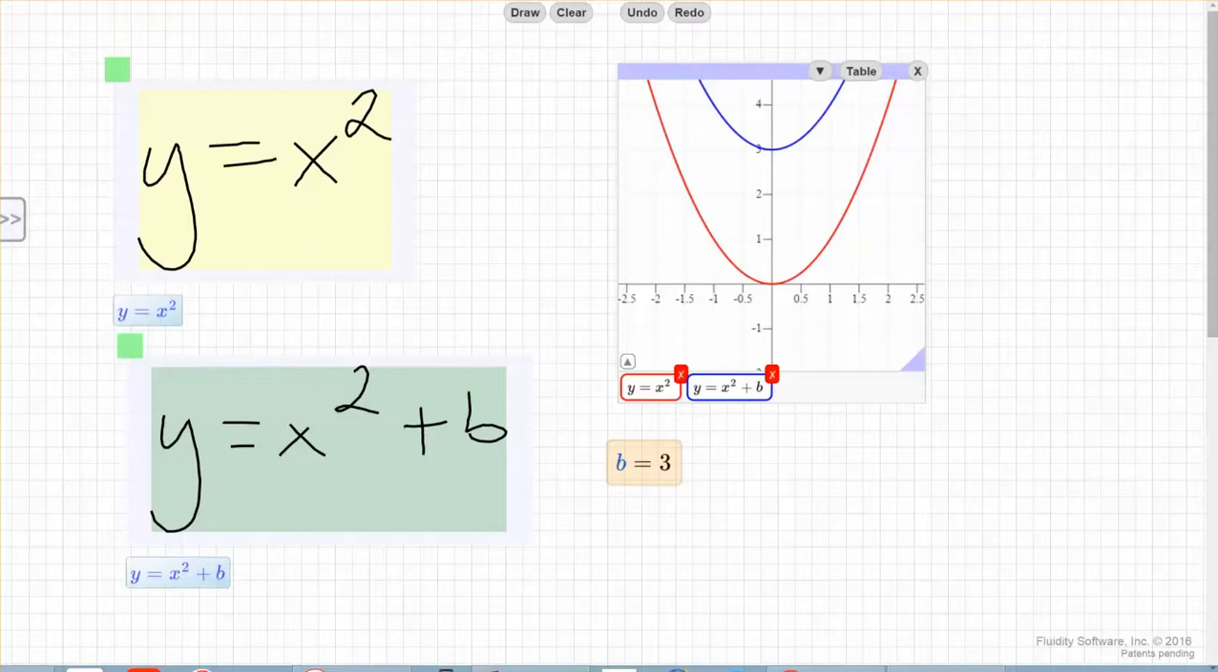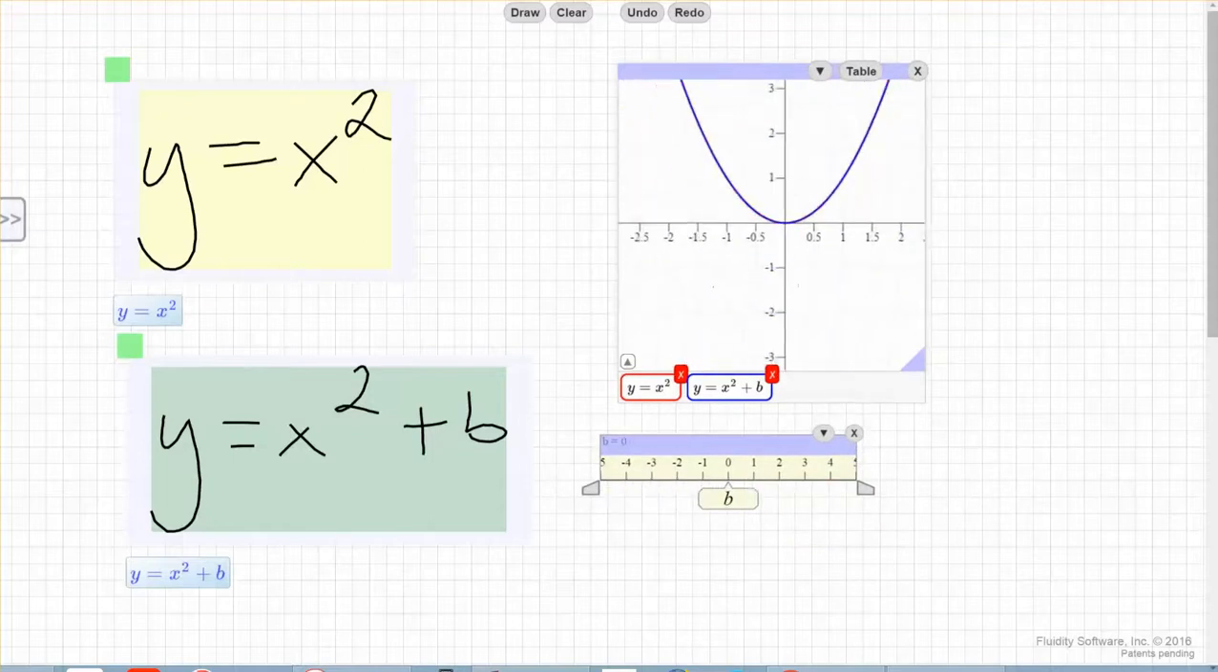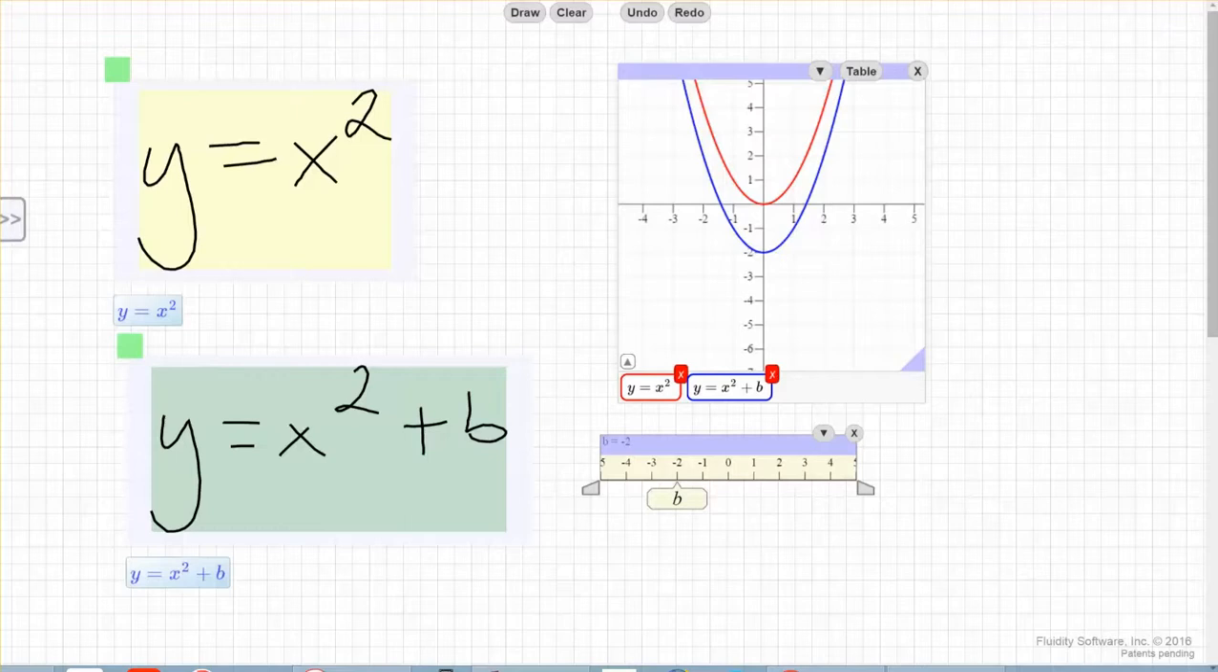And now the b is blue down here on the bottom right, which means it's like a hyperlink, but if I click on it, something's going to happen. In this case, it turns into a slider. So now I can vary the values of b and talk about what's happening as b is getting bigger.